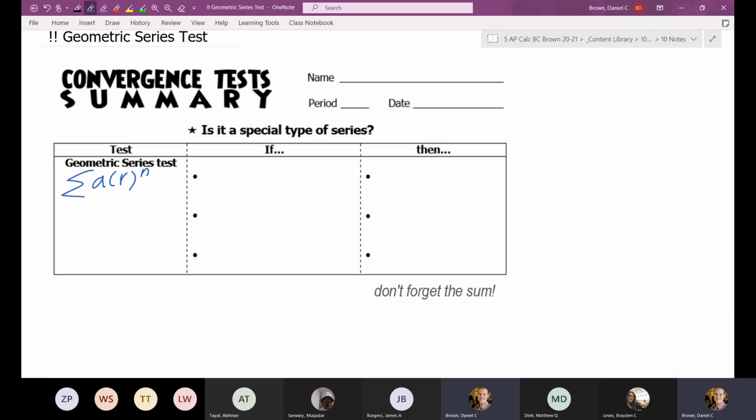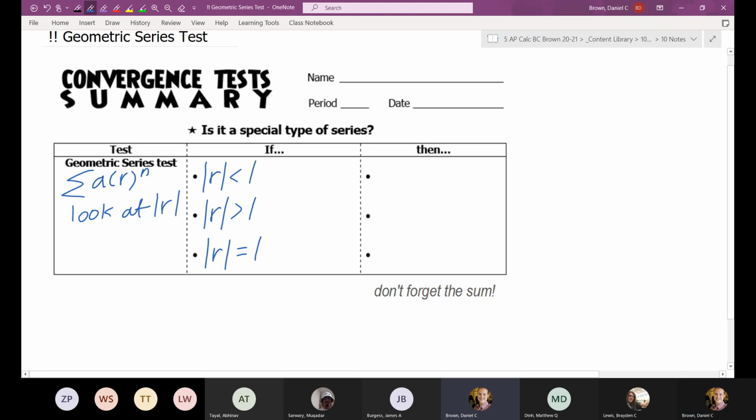And what we're going to focus on is the absolute value of R. Basically, the absolute value of R can be three things, and those three things will help us determine whether that series is going to converge or diverge. So the absolute value of R could be less than 1, greater than 1, or equal to 1. The geometric series test can prove whether a geometric series is convergent or divergent.